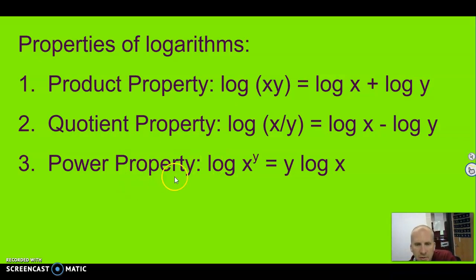The power property says if you have an exponent on something you're taking a log of, log of x to the y power, that can be rewritten as a multiplication where the y comes out and multiplies by the log of x. So you have y times the log of x. These are just properties, statements that are true, and we're going to apply them to some expanding and condensing over the next couple of days. Then we're going to get into solving during our last section.